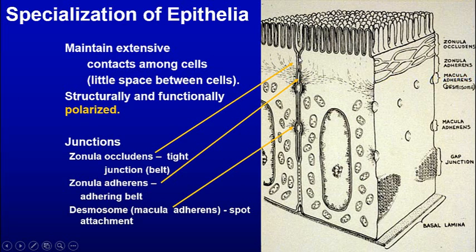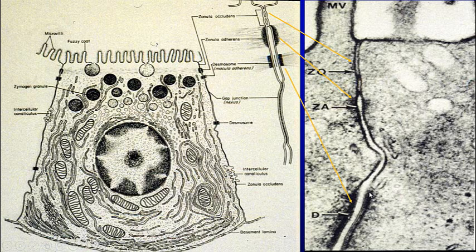Zonula occludens is just membranes that would pop. It prevents things from going through, but it's not stout. So you have to have zonula adherens just below. And then macula adherens are just spot welds in there. And then there's gap junctions, a uniform gap between two membranes, the membranes of two cells, that's how it got its name. And you can see there's also channels in through which information can go from one cell to another.